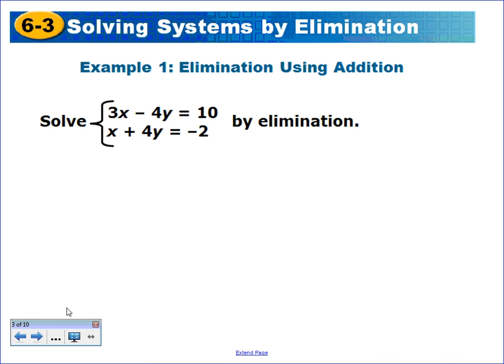The first example gives us the two lines, 3x minus 4y equals 10, and x plus 4y equals negative 2. Now we're going to solve by elimination. The first thing that I notice is that I have a negative 4y and a positive 4y. So in my head I'm saying, well, negative 4y plus positive 4y is 0. So essentially we just eliminated those.